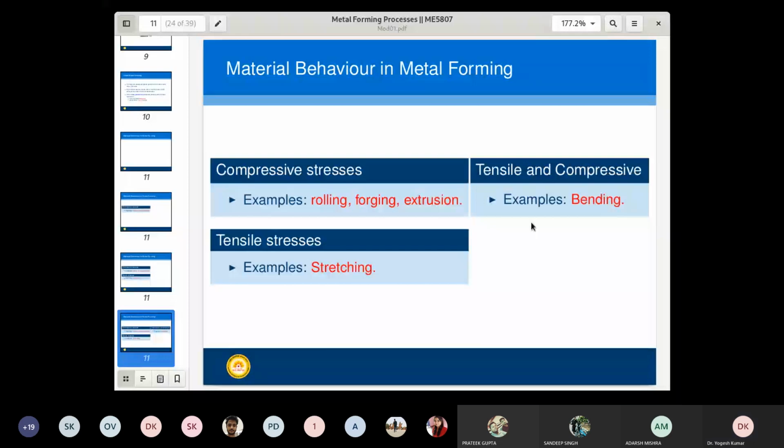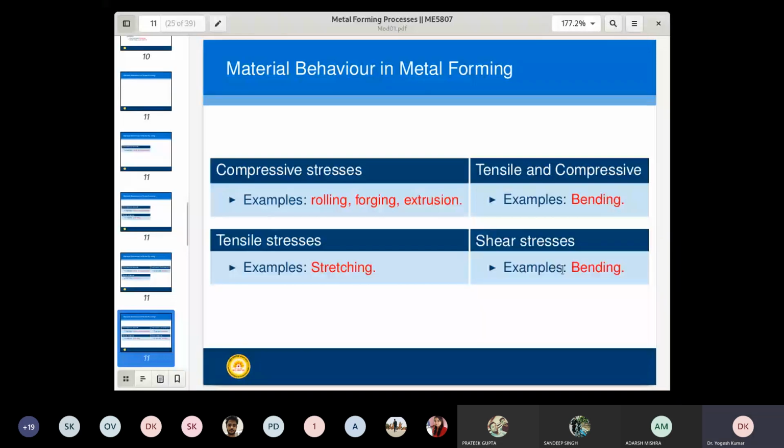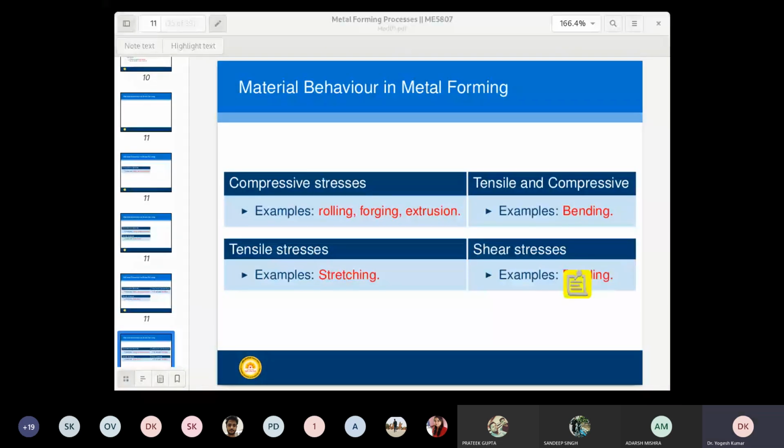Now, sorry, this is not bending, this is cutting. It is a typo error, it is cutting. Let me highlight it, note it is cutting. There is no chance of error. Here stresses are developed under cutting or punching.